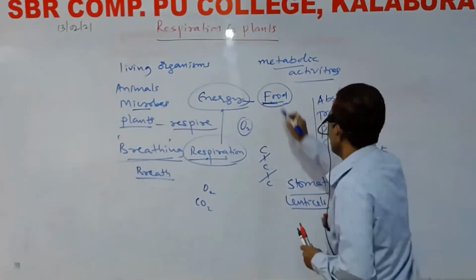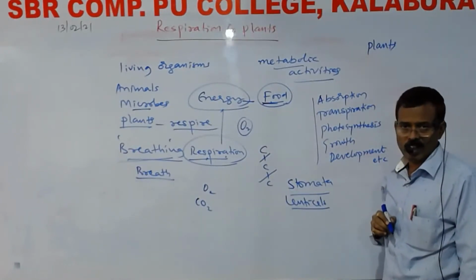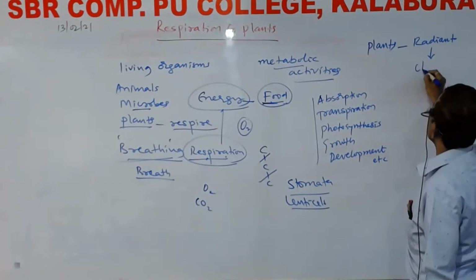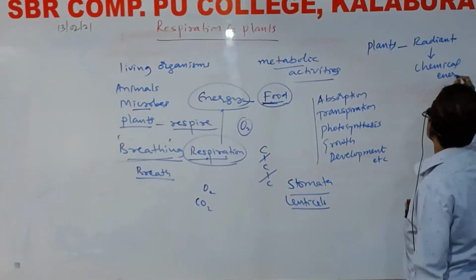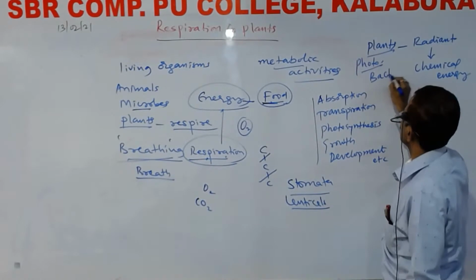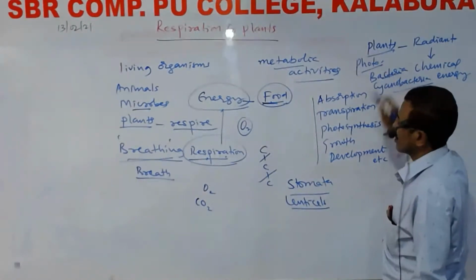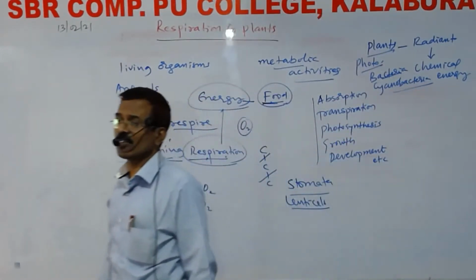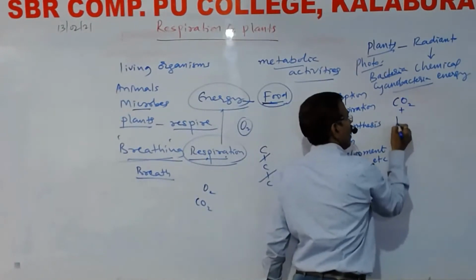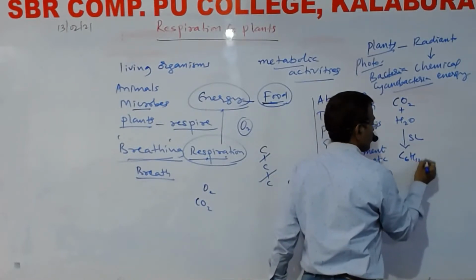So this food is being prepared only by plants, the green plants. They are capable of converting radiant energy into chemical energy. Not only plants, we have certain photosynthetic bacteria, then we have cyanobacteria. Only these organisms are capable of converting the radiant energy into chemical energy. Okay, so they make use of raw materials and they synthesize in presence of sunlight using the pigments. They synthesize sugars.